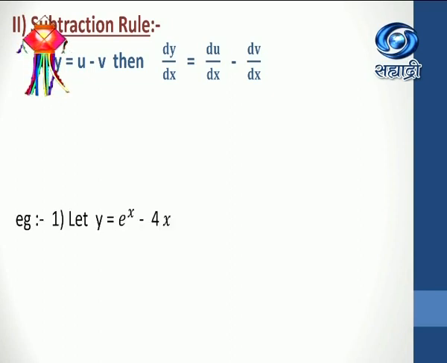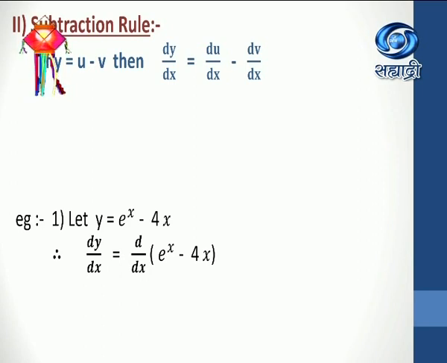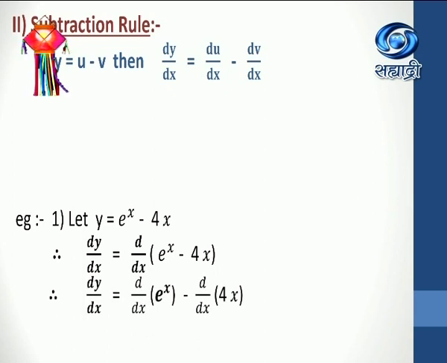For example, let y is equals to e raised to x minus 4x. Therefore, derivative of y with respect to x is equals to derivative of e raised to x minus 4x with respect to x. Now by using rule, dy by dx is equals to derivative of e raised to x minus derivative of 4x. We know that derivative of e raised to x is e raised to x. Here coefficient of x is 4, so derivative of 4x is 4. Therefore, dy by dx is equals to e raised to x minus 4.